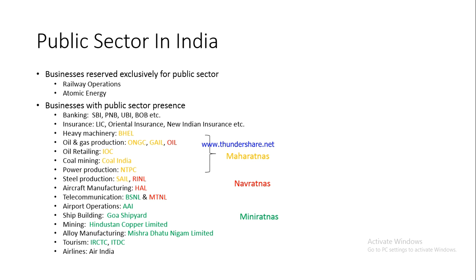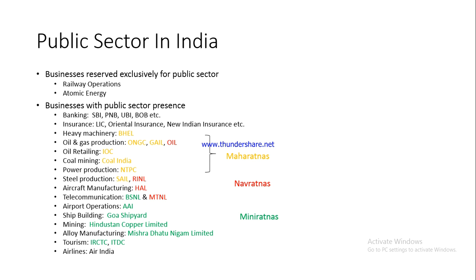And the ones which have been categorized as Maharatnas are given more autonomy. So they can take decisions with greater financial implications without having to go to a ministry or to the government every single time. Likewise, Navratnas are also given some autonomy, but the level of autonomy is much less than in the case of Maharatnas. In the case of Mini Ratnas, the level of autonomy is even lower.